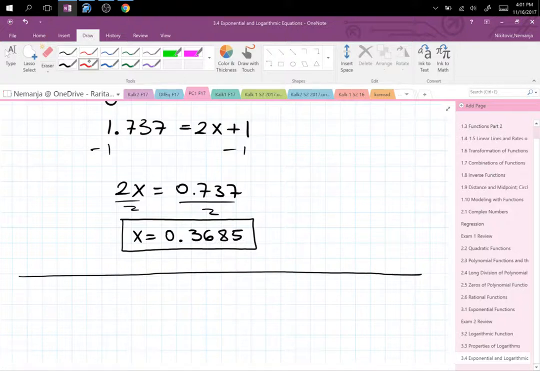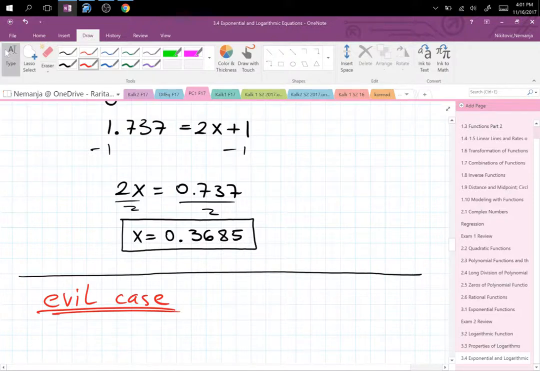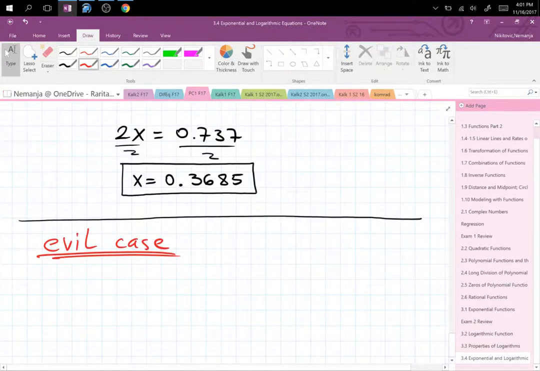Now there is an evil case, as always, right? And the evil case is a mix of exponential function with a polynomial. That one cannot be solved. All right? Cannot solve that one. So if you have, let's say, 3 to the x plus 5 is equal to x minus 7. Cannot solve this.